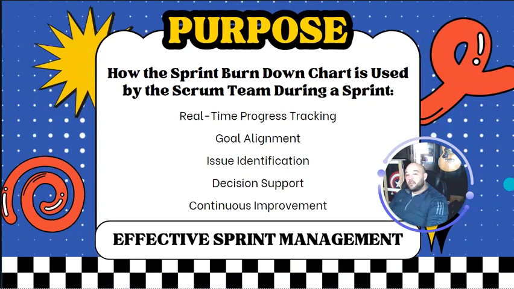Now, at the end of the day, the purpose is how the sprint burndown chart is used by the Scrum team during development. We can use real-time progress tracking. We can provide a visual representation of the work completed versus the work remaining. When we look at goal alignment, when we align our goals with the company vision and mission, we can ensure that everyone has a shared understanding of the task to be accomplished.